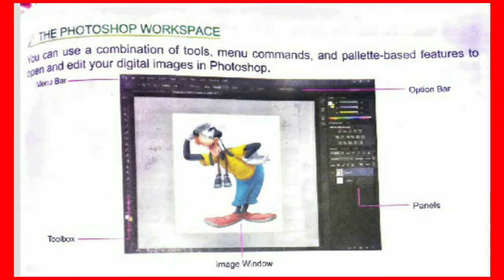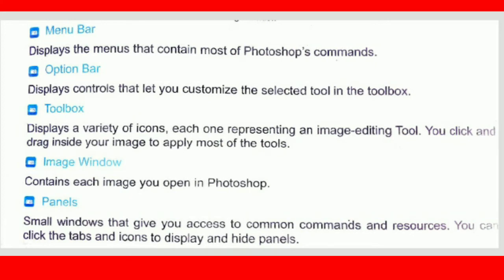The Photoshop workspace. You can use a combination of tools, menu commands and palette-based features to open and edit your digital image in Photoshop. Menu bar displays the menus that contain most of Photoshop commands. Option bar displays controls that let you customize the selected tool in the toolbox. Toolbox displays a variety of icons, each one representing an image editing tool. You click and drag inside your image to apply most of the tools.